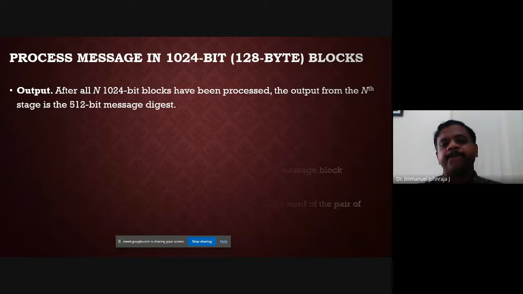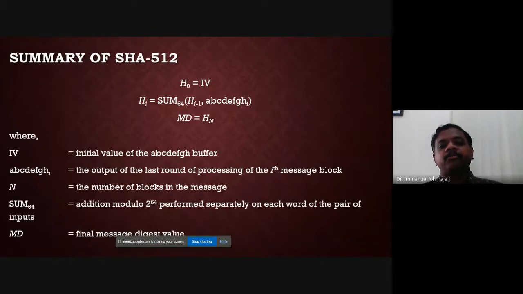Now it's important for us to know what's happening to A, B, C, D, E, F, G, H. If I know what is happening to these, then the 512-bit process is over. Initially H0 is your initial value, which is available in the buffer. What's happening in every round i? It does a sum modulo 2 power 64, as I have already mentioned, and it takes two values: H(i-1) and the current value of your register. What is H(i-1)?